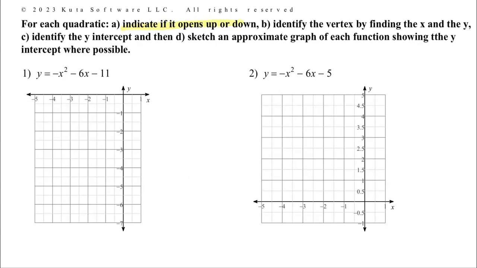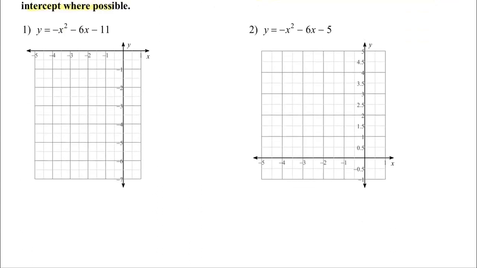Then we're going to identify the vertex by finding the x and the y. Next, we're going to identify the y-intercept, and then lastly, we're going to sketch an approximate graph of each function, showing the y-intercept where possible. Okay, so I'm not going to do every single problem, but I'm going to give you a good start on this.